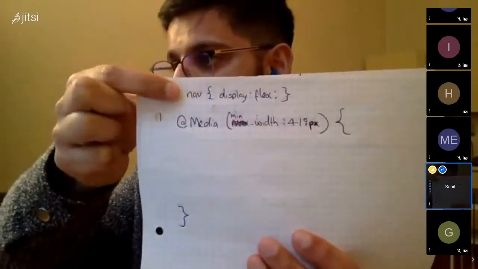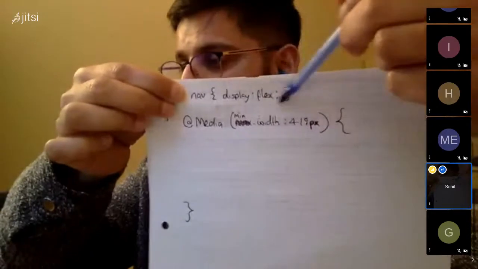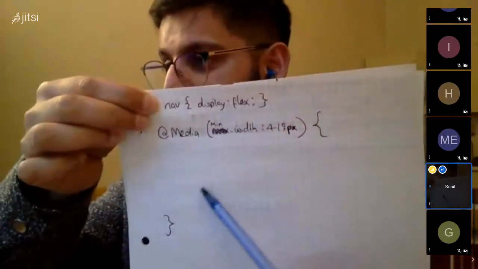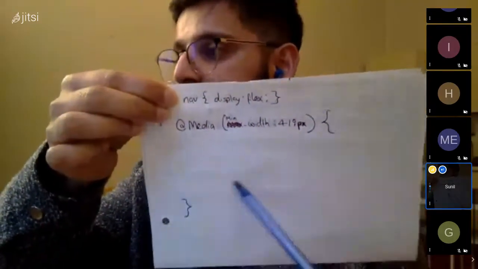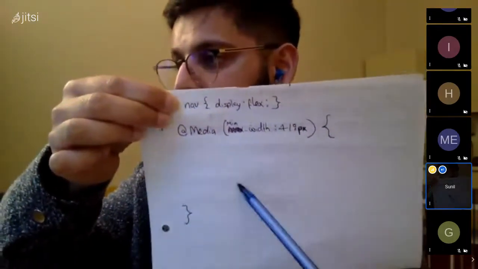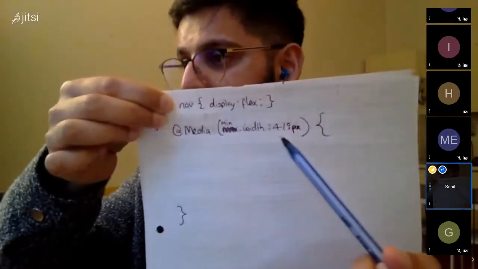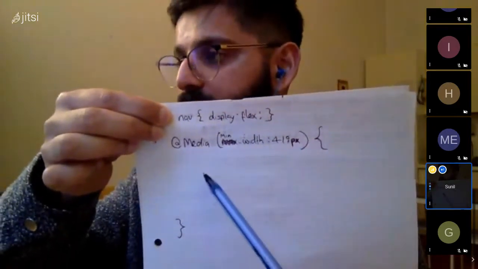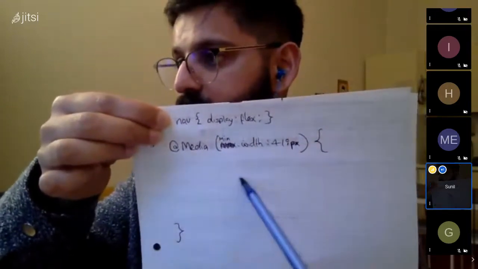So what we've written here is just our regular CSS. What we're saying here is conditional CSS. You write it in the same way, but we're saying we only want this CSS to happen if the device is a minimum width of 419 pixels. So on a mobile phone, whatever we write in here is not actually going to happen.